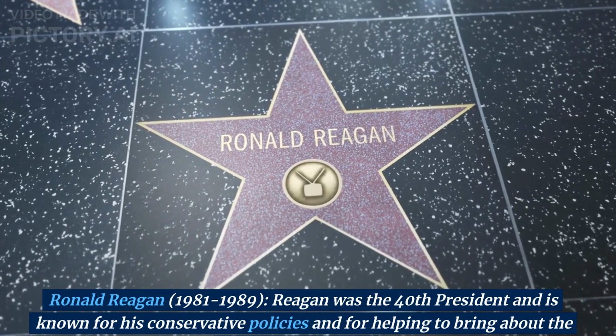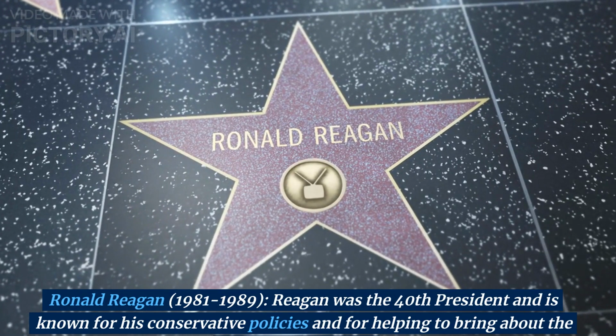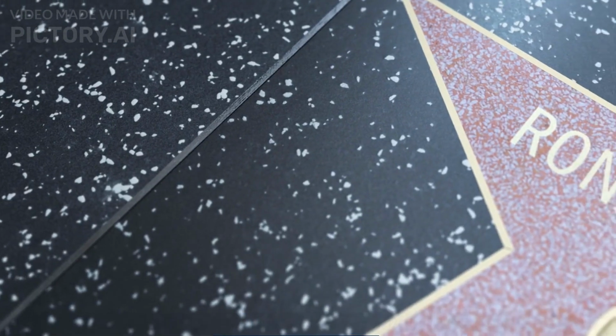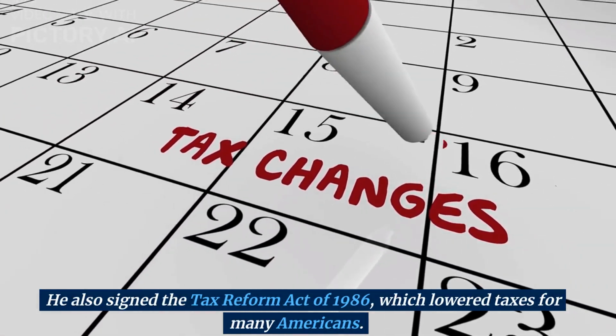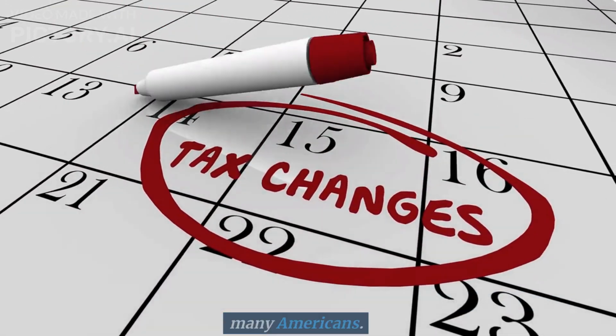Ronald Reagan, 1981 to 1989. Reagan was the 40th president and is known for his conservative policies and for helping to bring about the end of the Cold War. He also signed the Tax Reform Act of 1986, which lowered taxes for many Americans.